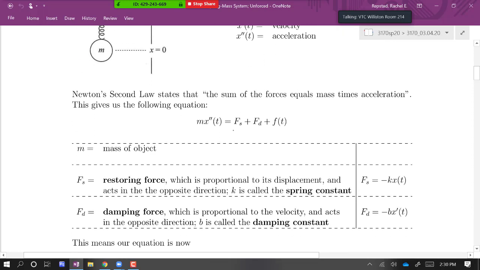F sub s is the restoring force. That's proportional to the displacement. Hooke's law tells us that it's k times the displacement, and it's opposite to the direction of motion. So Fs is negative k times x of t. K is called the spring constant. And then we have a damping force as well, which is proportional to the velocity, and again acts in the opposite direction. B is called the damping constant. So Fd is negative b times x prime of t.